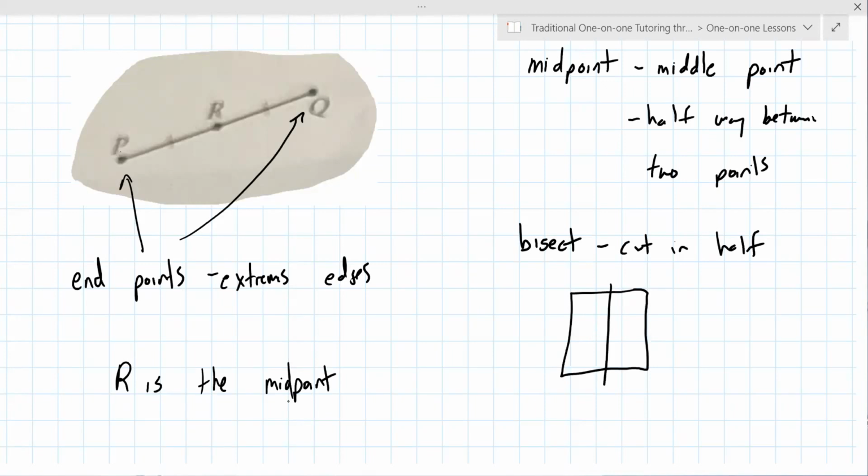And that's going to be your biggest challenge with this course. You are a student that, when you're asked to do something very specific, you tend to struggle. And that is the nature of geometry. You have to be very specific. You have to say R is the midpoint.